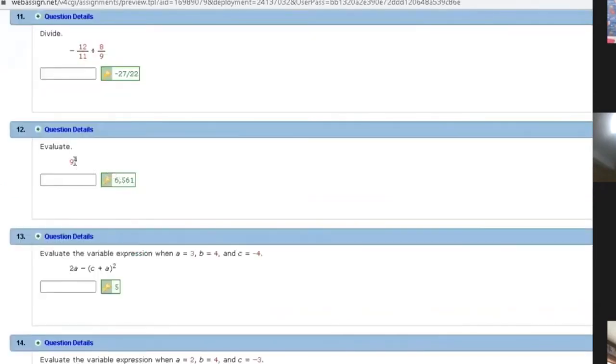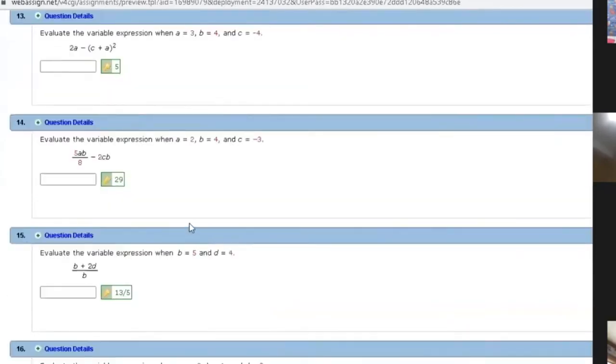With exponents, we can also do that in the calculator, or we can just do 9 to the 4th power. We can do 9 times 9 times 9 times 9, or we can put it in our calculator and use the correct functions to raise 9 to the 4th power.